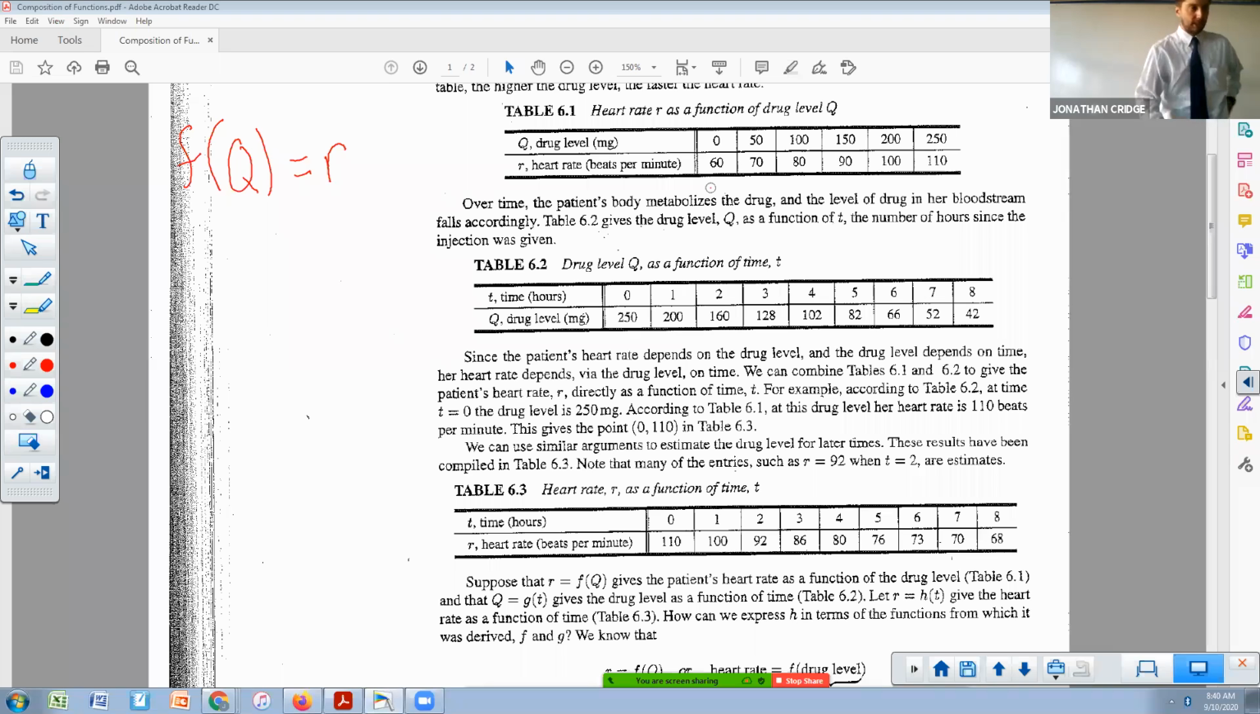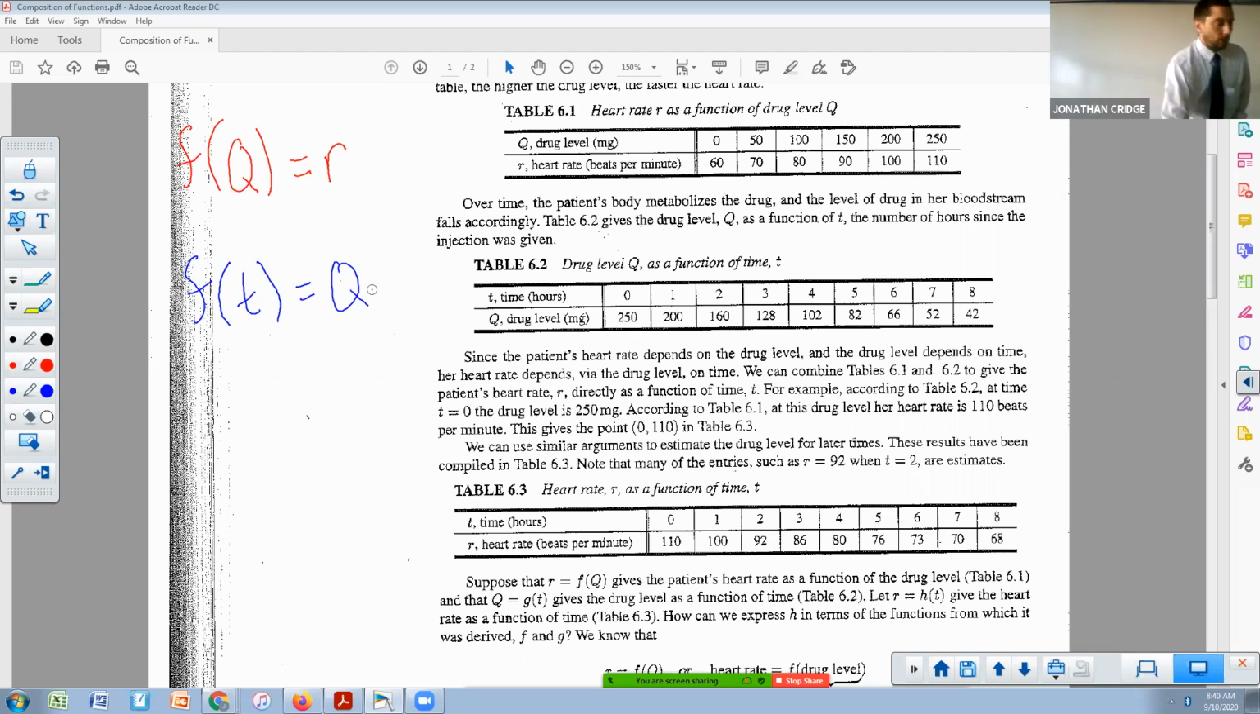All right, let's jump down to the second table. It says over time, the patient's body metabolizes the drug, and the level of the drug in her bloodstream falls accordingly. So now we have a second function. In this function, we have called it f again. My input is t, and now my output is Q. Let's talk about this function for a second. As time increases, the drug level goes down. That makes sense, right? You sit in the hospital for 8 hours, and the drug level in your body should go down.